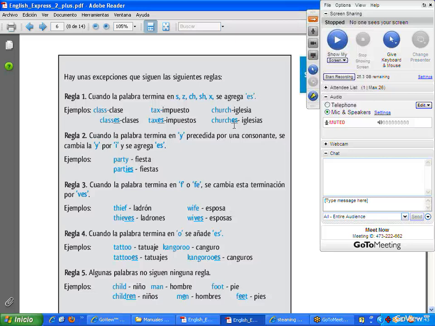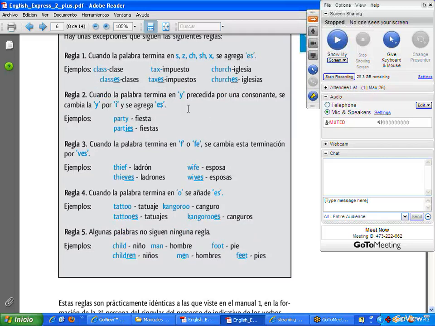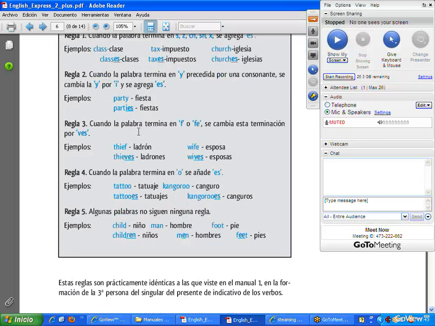Or when the word ends in a Y, preceded by a consonant, it changes to the I. Party, parties. When the word ends in an F or FE, it changes to VES. This is a little more complicated. A thief becomes the thieves. A wife becomes the wives. Can you think of another example?